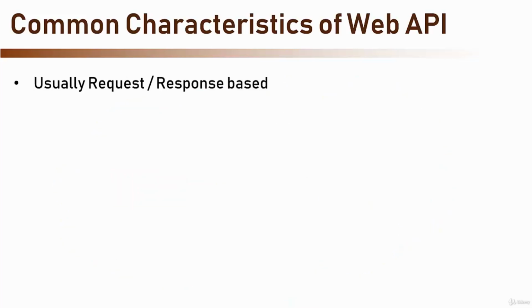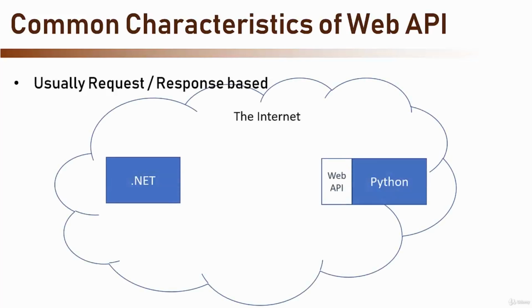Also, Web API usually uses request-response, meaning when we have a caller component, in this case the .NET component, which is calling the Python component, then the .NET component will send a request based on the HTTP protocol to the Python component and will receive back an HTTP response. This is part of the HTTP protocol, and almost all kinds of Web APIs will use this paradigm of request-response.